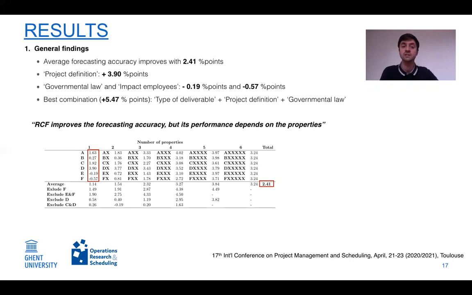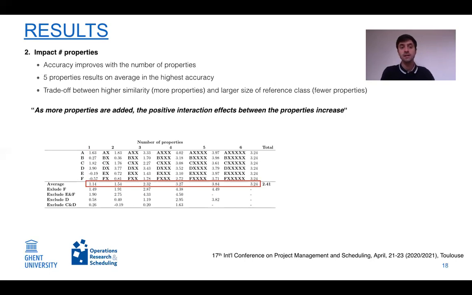So it's interesting to notice here that although governmental law by itself is not a good property, combined with other properties, it resulted in a high increase of the forecasting accuracy. So the conclusion here would be that reference class forecasting improves accuracy of forecasts, but its performance depends on the properties that you use. The impact of the number of properties is that the accuracy improves as the number of properties improves, with 5 properties being on average the best, so the highest accuracy. If we added another property, so we go to 6 properties, the maximum number in our research, we saw that the forecasting accuracy slightly decreases.